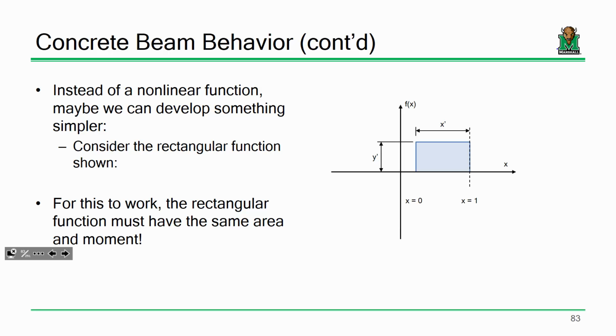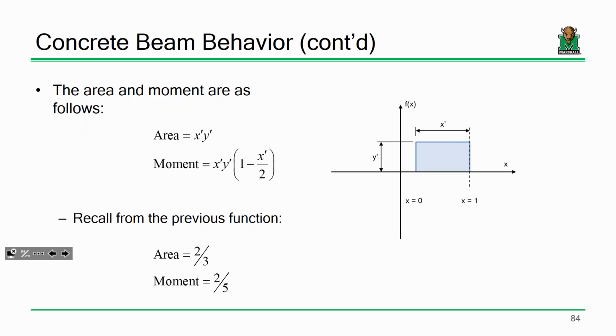So what's the area of that region? Well, it's x prime, y prime, right? What's the moment from here? Well, the area is x prime, y prime. The moment is that area times the moment arm, so 1 minus half that x bar, right? Make sense? Okay, so if the area is this and the moment is this, I want to determine, what are x prime and y prime? What do they have to be so that the area is 2/3 and the moment is 2/5?